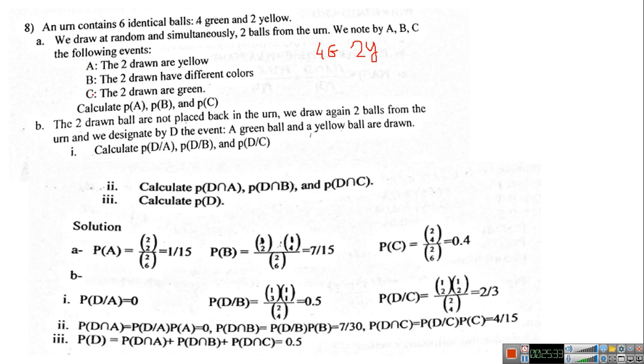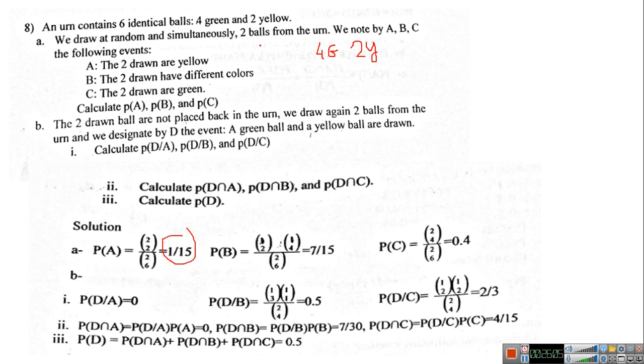If they're going to give you an event, we can find it. For example, calculate P of D knowing A, P of D knowing B. I didn't know until now because I didn't continue the problem. Deduce P of D is P of D intersecting A plus P of D intersecting B plus P of D intersecting C, because A, B, C, these are all choices, nothing in common, and they form the whole universe. First of all, calculate P of A. The 2 drawn balls are yellow, so 2 out of 2 over 2 out of 6.